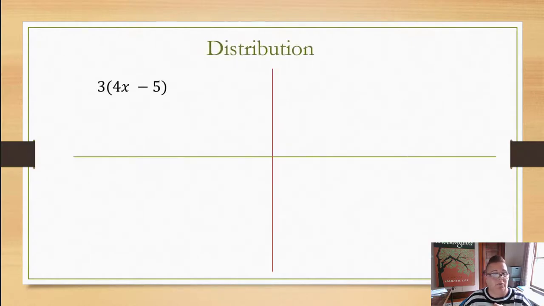Our first example for distribution is 3 times the quantity 4x minus 5. So what we're going to do is we're going to do 3 times 4x and then we're going to subtract 3 times 5.